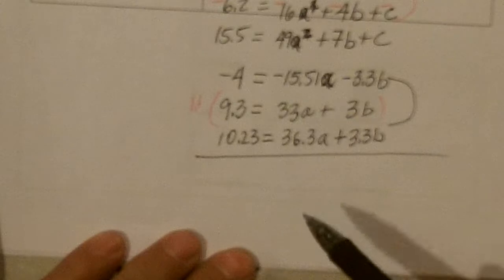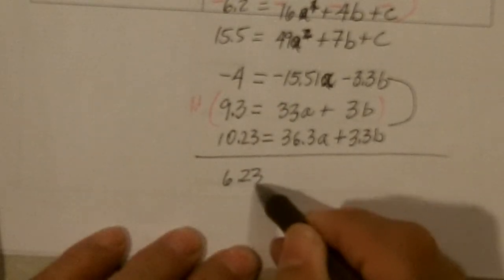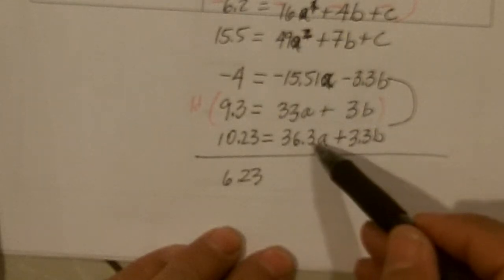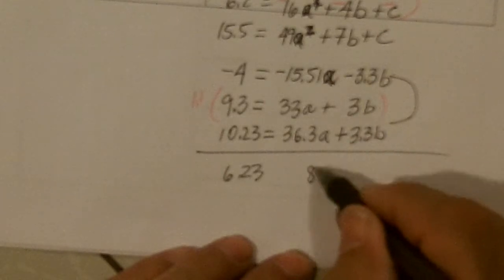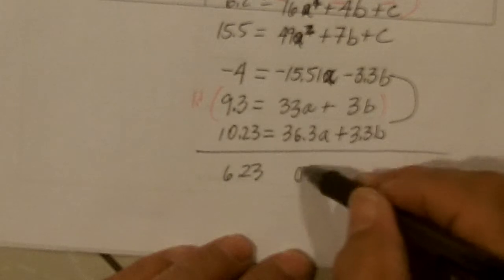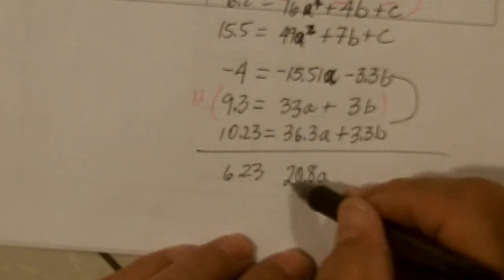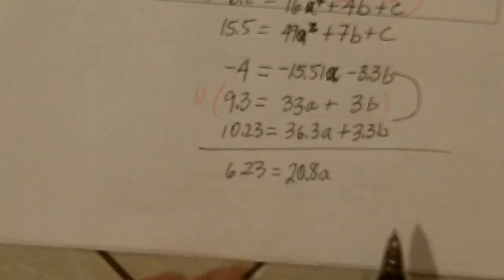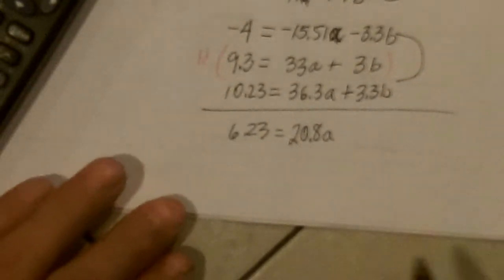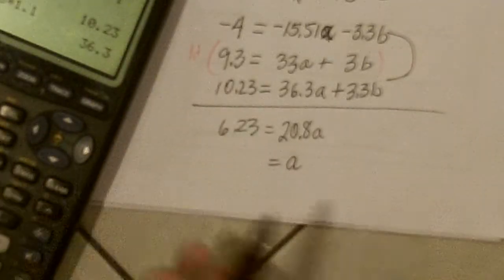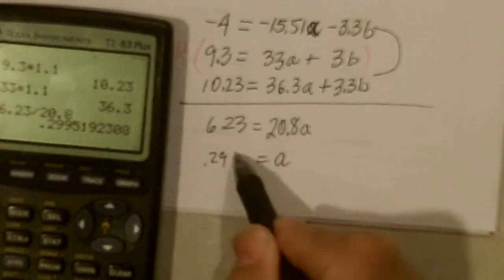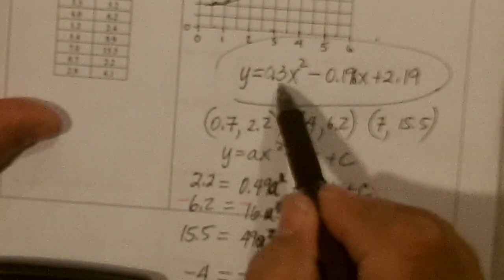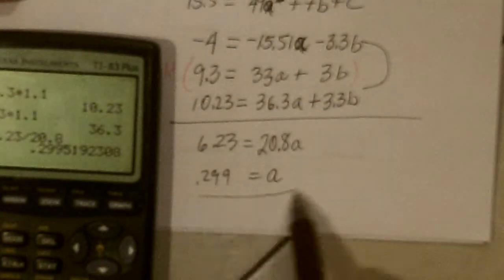I'll have -4 plus 10.23, which is 6.23. I'll have -15.51 and 36.3. Let's just round that off. So the 5 from the 3 is going to be an 8. The 5 from the 5 would be 0. And the 1 from the 3 would be 2. 5? Yep. And so then I'll divide by 20.8 on both sides. And I finally get a to be 6.23 divided by 20.8 is 0.2999. And with the calculator I had a become 0.299 something. So we've got an a that makes sense.